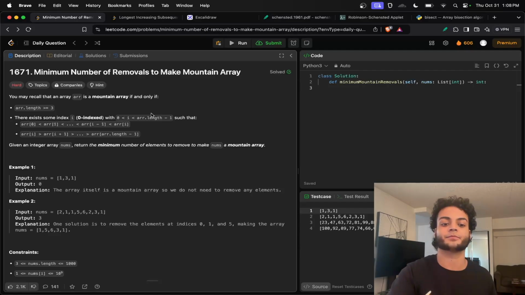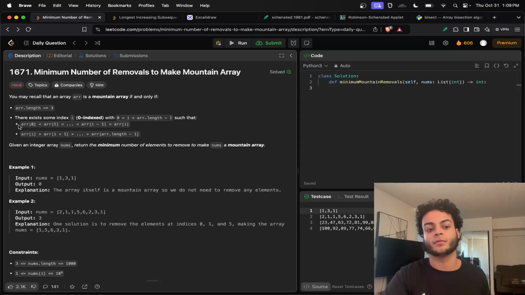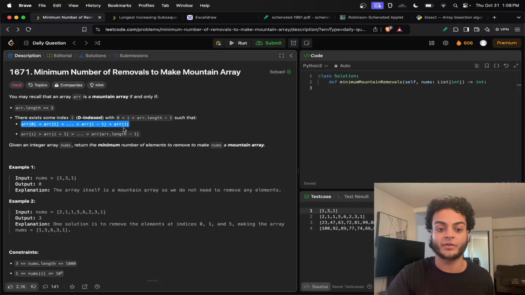Well, if we look back at our definition, we notice that it says that the elements up to the peak must be strictly increasing, and elements after must be strictly decreasing. This in and of itself is a problem. We can say, how can I form an increasing subsequence which is as long as possible to maximize the length of my mountain array?